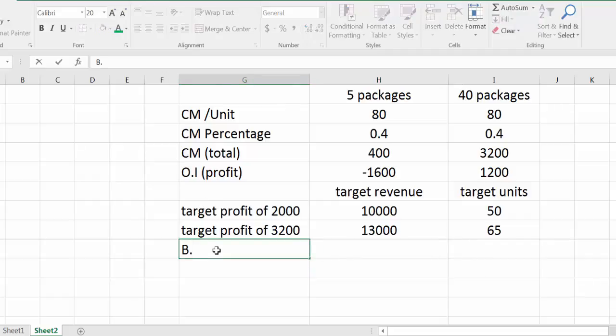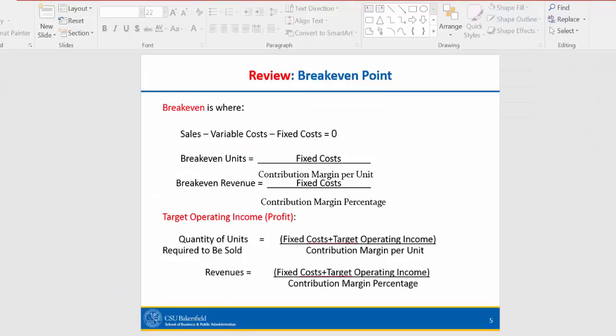Next one is we're looking at a break even. Okay, so I'm going to look at the break even in units and break even in revenue. So break even in units, I think we can look at the question here. So break even units is right here, fixed cost divided by contribution margin per unit.